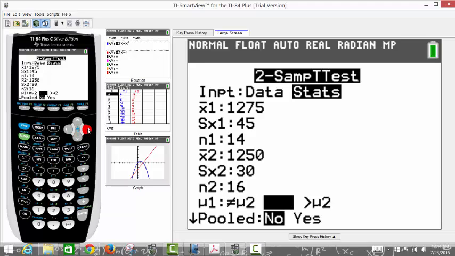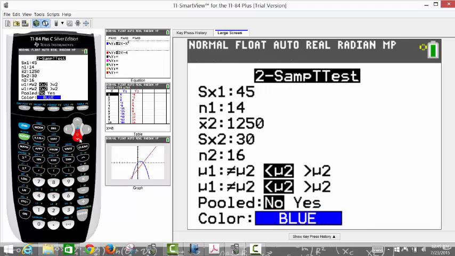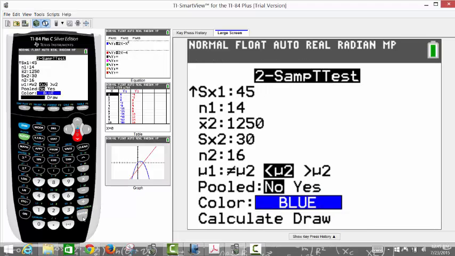Have to pick the right alternative. Ours was a right-tailed, greater than. So we would select that. And like I say, we are always choosing pooled yes, because in our world, we're going to do it that way every time. Meaning variances are equal. We don't care about that. Calculate. Let's see what happens.